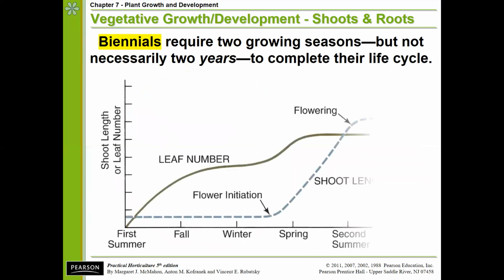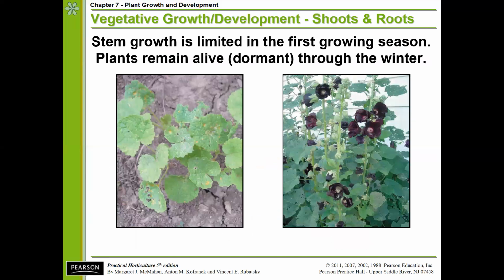to us. As I mentioned, biennials require 2 growing seasons, but not necessarily 2 years always. In some particular cases, we can have environmental conditions that trigger biennials to flower in even 1 growing season. But generally, we're saying 2 growing seasons to complete their life cycle. And here's an example of a biennial, looking at a hollyhock.